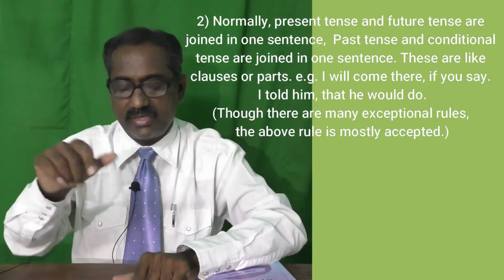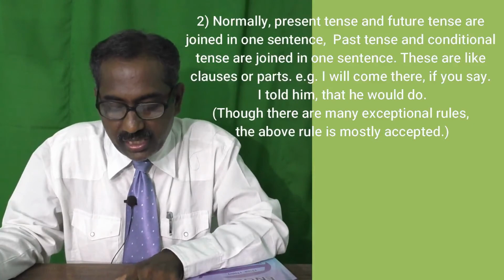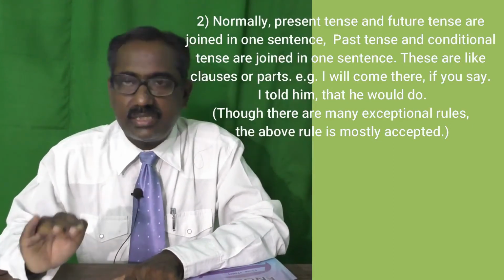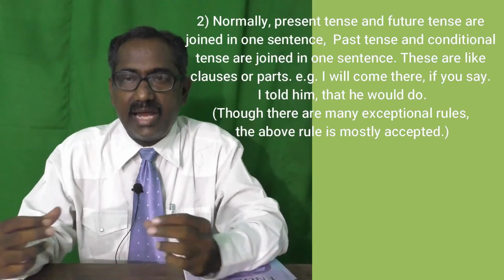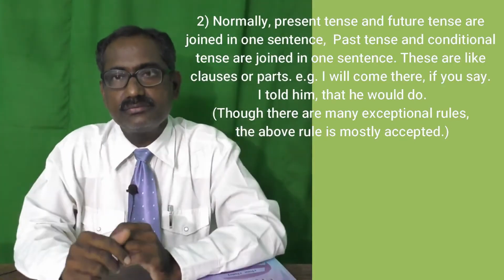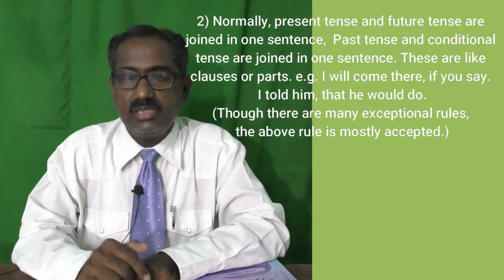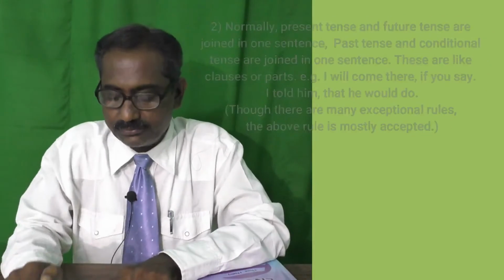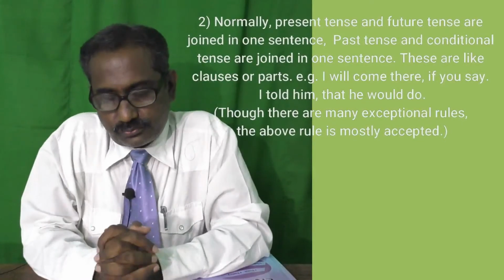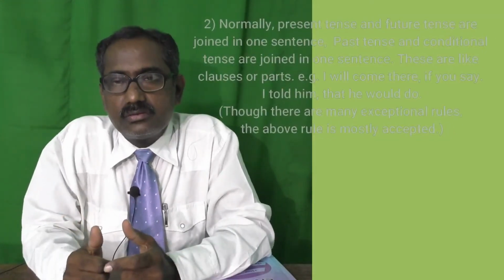I say now one example. Carefully observe. I will come there if you say. If you say is a present tense, I will come there is future tense. We added these two clauses and joined them as a sentence. I will come there if you say. A present and a future. I told him that he would do. Or if he told me, I would come to your home. If he had told me, I would have come to your home. This is the conditional tenses usage. Okay? These are called conditionals. There are some zero conditionals also, we will learn afterwards.